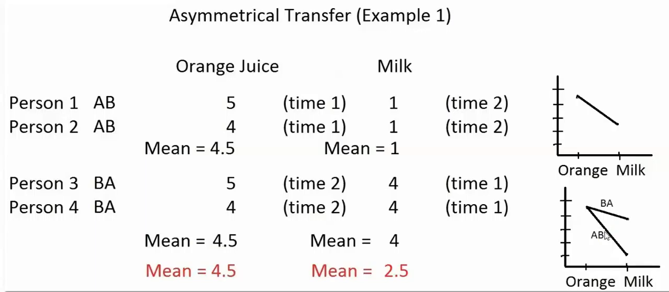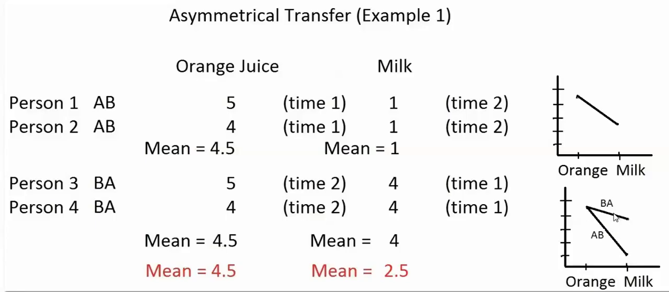This AB line is connecting these two means in the top row. It's connecting the mean of orange juice at time 1, which is 4.5, with the mean of milk at time 2, which is 1. So here's 4.5, and here's 1. There's a pretty steep drop-off going from 4.5 down to 1.